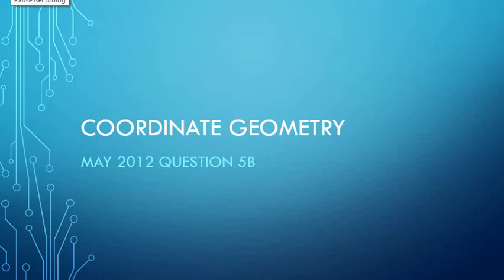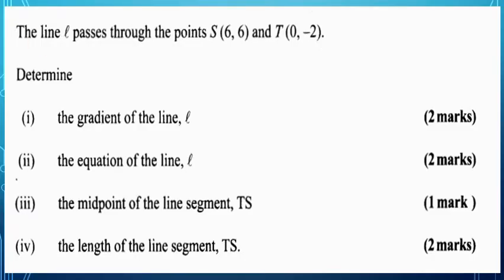Right, coordinate geometry again. CSEC May 2012, question 5b. Let's look at the question. The line L passes through the points S (6, 6) and T (0, -2). Determine part 1, the gradient of the line L, for 2 marks.